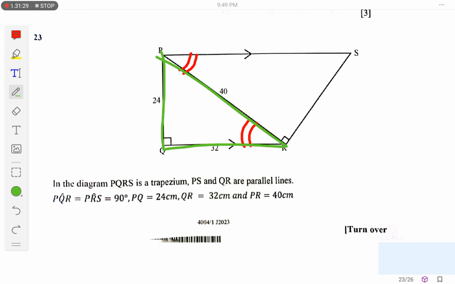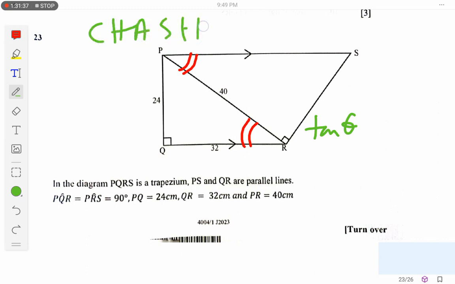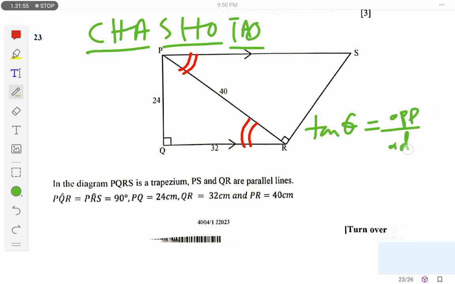Known information for this triangle there. So the information I have, I can say tan theta, remember SOH CAH TOA, which means the sine, cosine, and tan there. Tan is opposite over adjacent. This is my opposite, this is my adjacent there. So I can say tan theta is equal to opposite over adjacent.